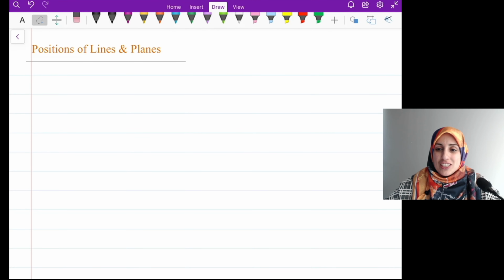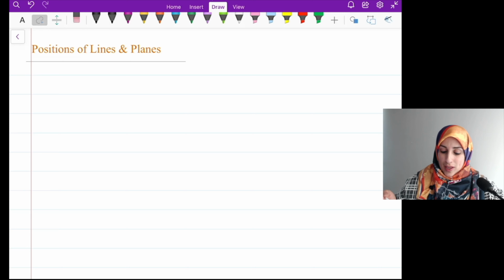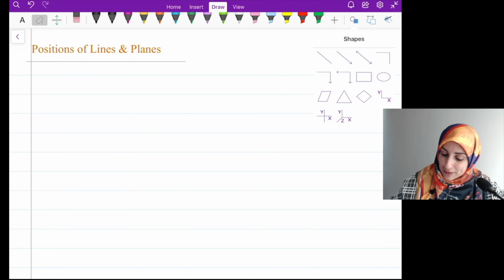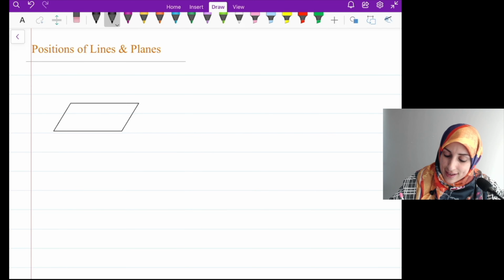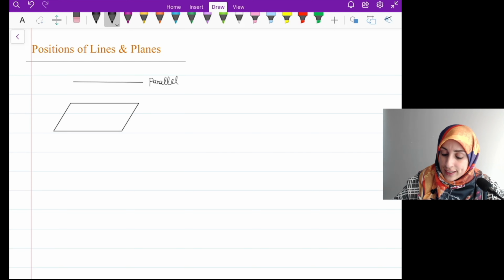This is part of the lecture for multivariable calculus, and in this video I'm going to talk about positions of lines and planes. So let's start with a plane. I have this plane and I have a line. The line can be parallel to the plane like this.